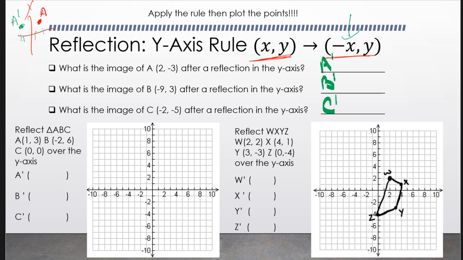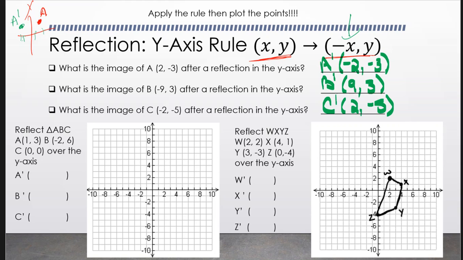You guys give it a try, pause the video. You should be doing that to try to do these on your own a little bit as well. So this is going to be -2, -3. This is going to be +9, 3. And this is going to be 2, -5.